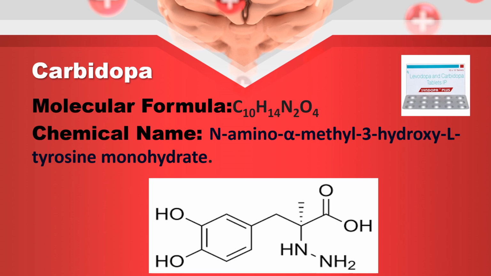The next anti-Parkinsonian drug is carbidopa. The molecular formula is C10H14N2O4. The chemical name is N-amino-alpha-methyl-3-hydroxy-L-tyrosine monohydrate. Here is the structure of carbidopa.